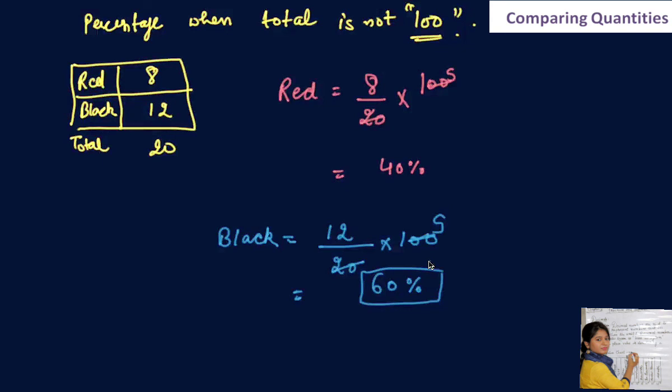So to compare the quantities we use percentage, and to find percentage we use this concept in all cases. Now suppose one more part is given, to find the percentage having the greater number of balls. Directly you can see, but on comparing you can also see that 60% is for black and 40% is for red. So 60% is greater. I hope you have understood.